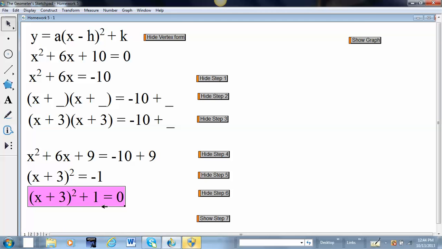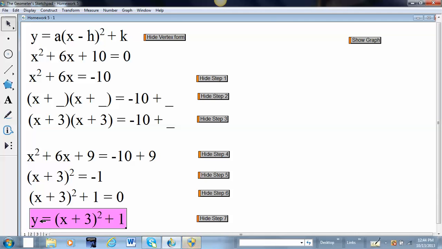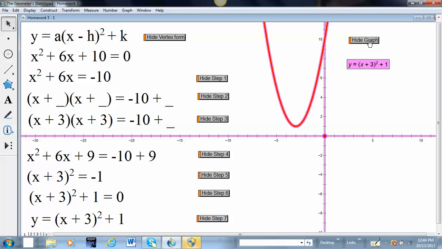And just bring the 1 over to the left side. And we got x plus 3 quantity squared plus 1 equals 0. We're going to set the equation equal to y. And look here. It looks very similar to our standard form of a parabola, which is what we were trying to do. Now we can graph this very easily. This is what the graph looks like. We have our vertex point and our y-intercept, and yeah.